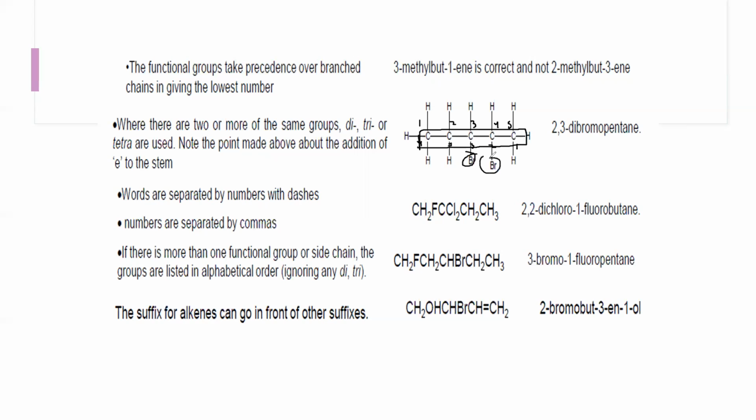So when the 2nd and 3rd positions have a branch, it's 2, 3, and 2 identical branches are there, so di. What is the branch? If chlorine is there, we say chloro. If bromine is there, we call it bromo, and if iodine is there, we call it iodo. So it's bromo, and because there are 5 carbon atoms, it is pent. They have a single bond between them, it is ane. So it is 2,3-dibromopentane.